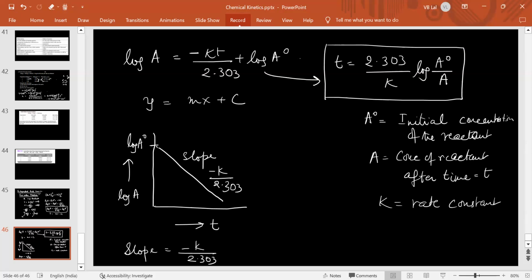Yes, ma'am. Okay. So we have to understand this equation. Finally, you have to remember this equation: t is equal to 2.303 by K log of A0 by A. And then we have to do questions based on this. Let us do a few questions based on this, and then we will do one more concept.